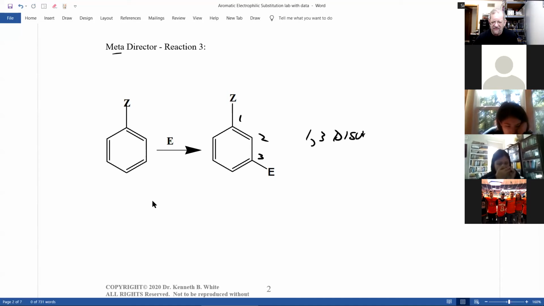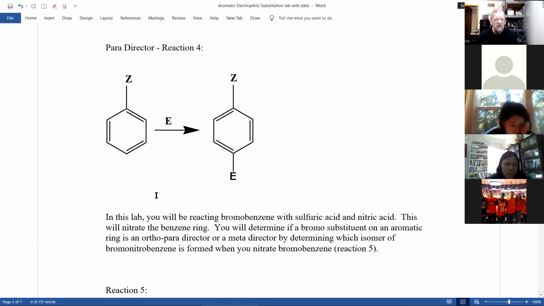The 1,3 disubstitution is meta. You could also have it go here, which is 1,3, and that would still be the meta position. All I've done is rotate the molecule 180 degrees. There's a third place it could go, and that's here, and 1,4 substitution is para. And that would be a para director.